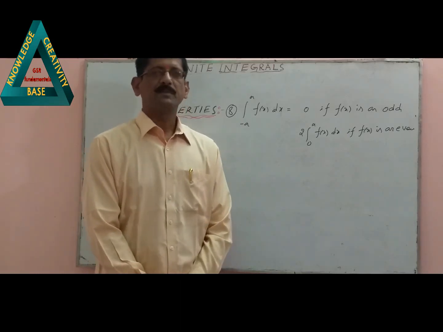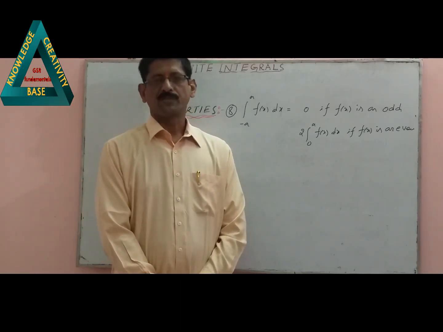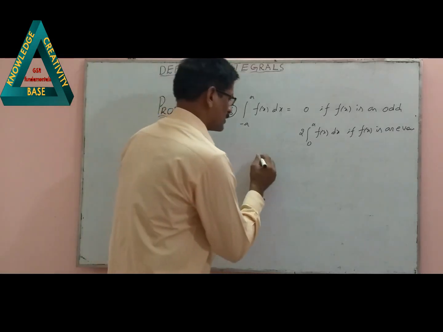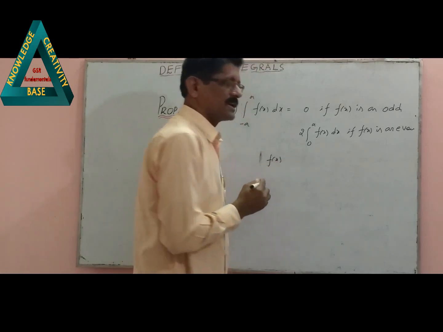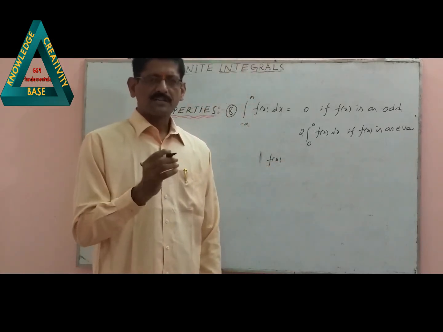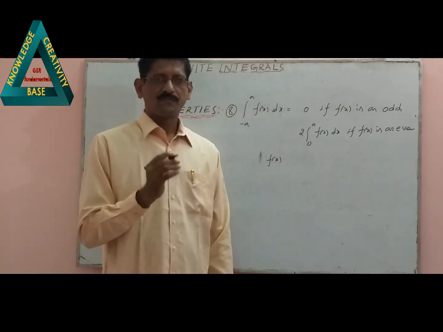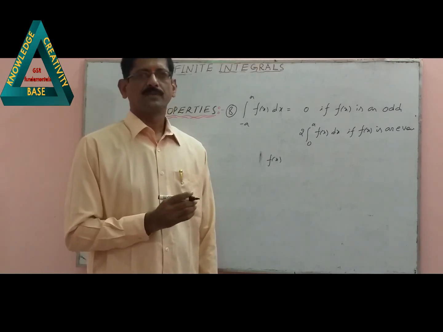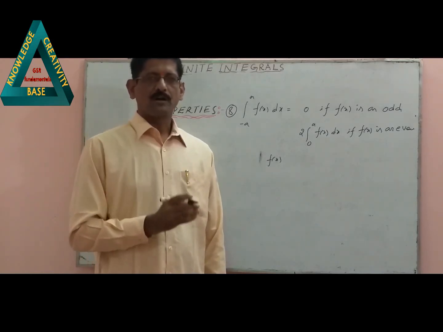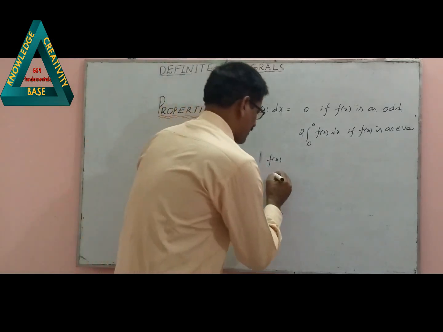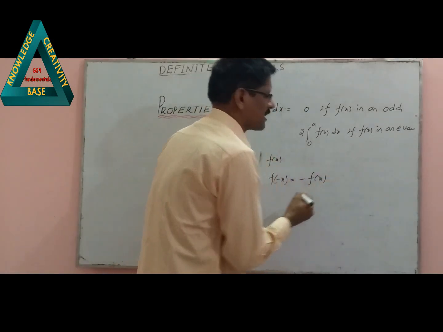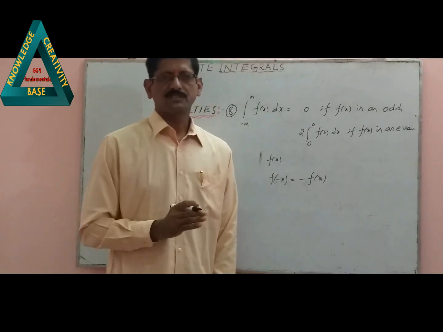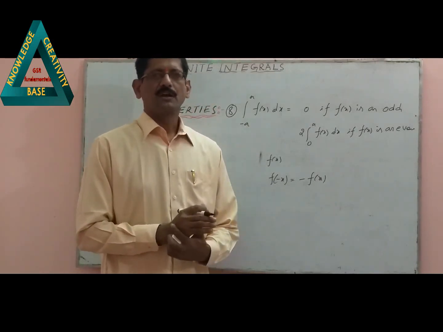First of all, what is meant by even function or odd function? Suppose f of x is any function. A function f is said to be an odd function. What is the condition? A function f is said to be an odd function if f of minus x is equal to minus f of x. This condition satisfies, that function f is called an odd function.